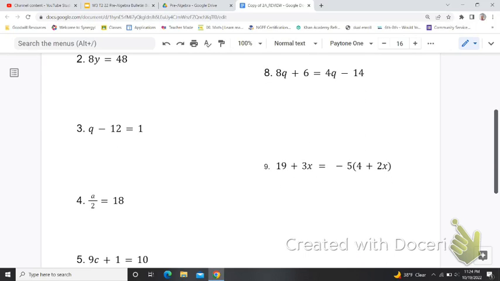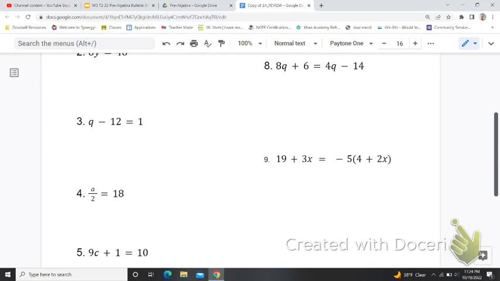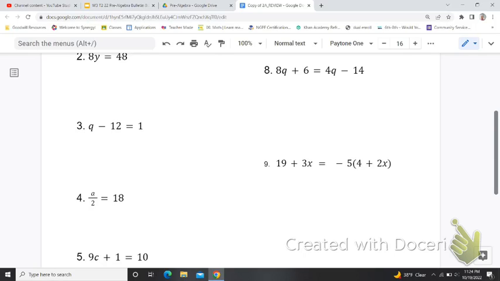Number 9 also has variables on both sides, but this time we need to distribute first, so we do have some simplifying to do on the right. So the left side on the first step is just going to stay the same. And the right side I need to distribute. So negative 5 times 4. So I'm multiplying what's on the outside with what's on the inside. Negative 5 times 2x, negative 10x.